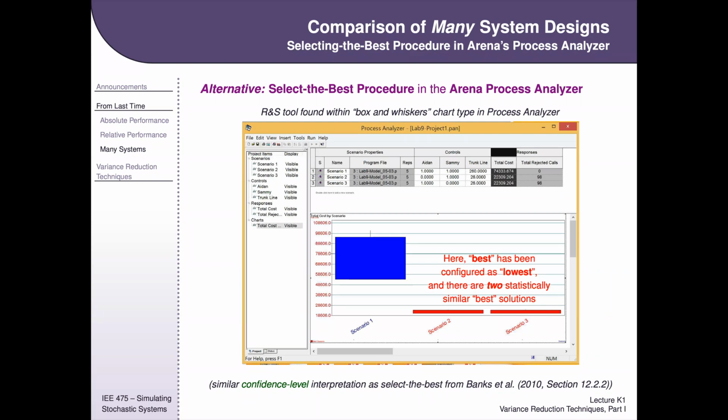I know, because Rockwell's done it for me, that statistically speaking, I could recommend 2 or 3 and be fair, but I should not recommend 1, because 2 or 3 are definitely better than 1.